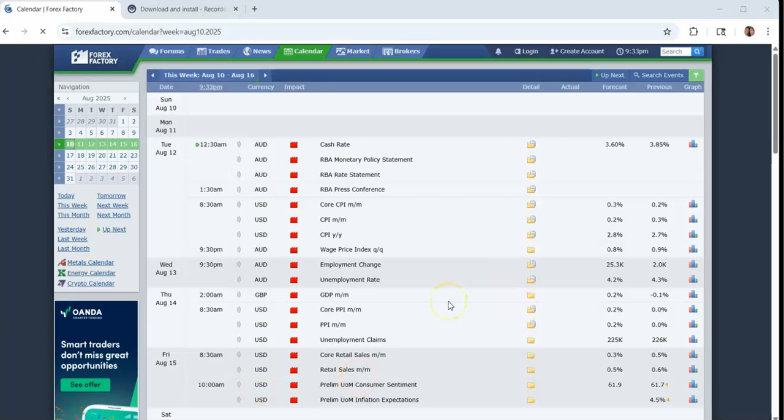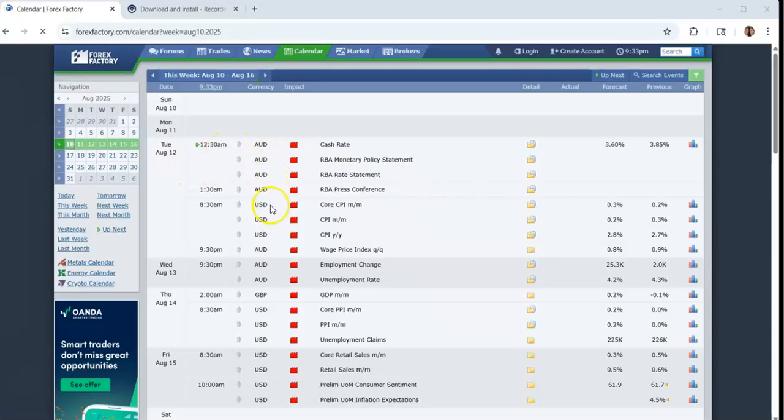Hey you guys, do a quick tutorial on how to do my top-down analysis. First I go to forexfactory.com, right over here. Look at the week that's coming up. So this is Tuesday, August 12th. There's a bunch of news coming on today.